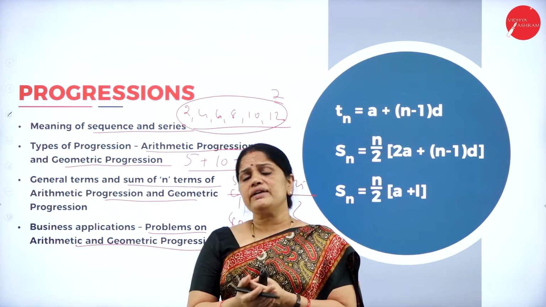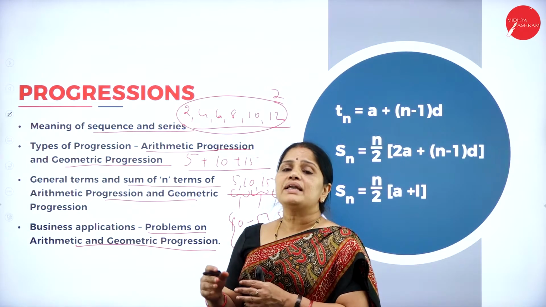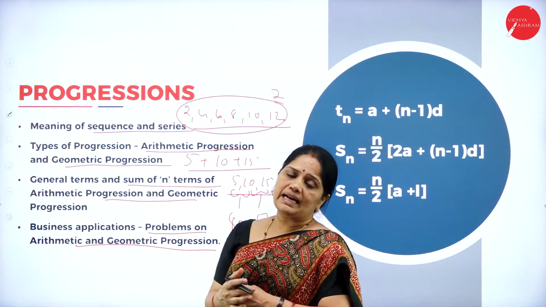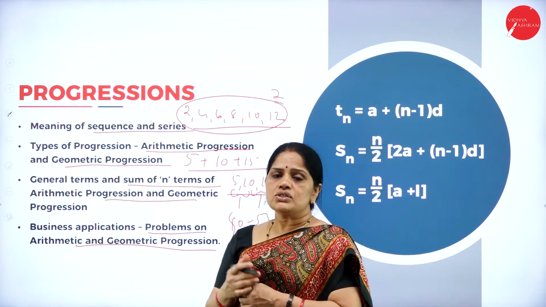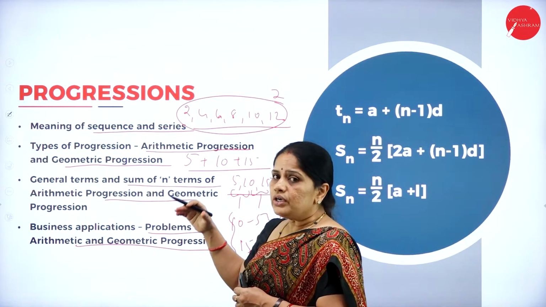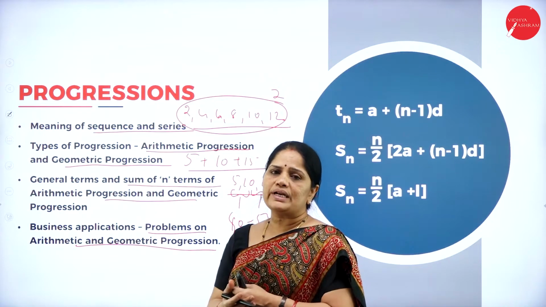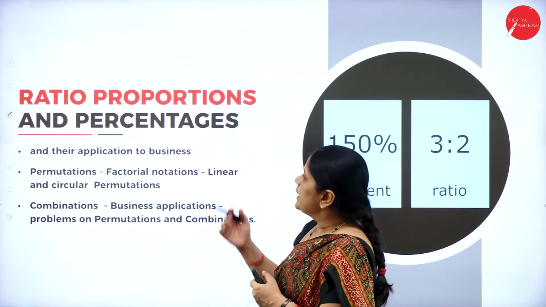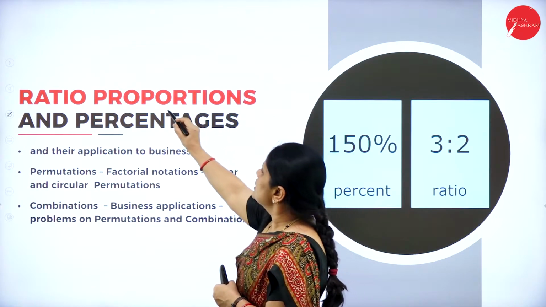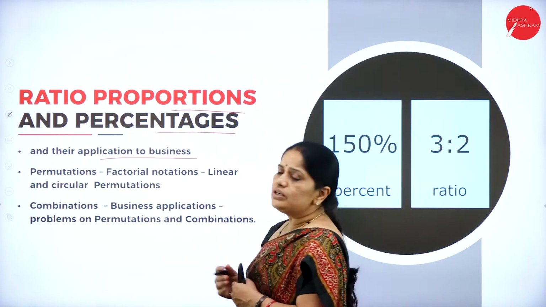Suppose you invest a sum of rupees 100 every year and you increase the money by 100 rupees every year. So what will be the total amount collected at the end of 10 years? This is a problem based on progression. So you will be having all these calculations in this second unit, that is progressions. Then in the third unit, we will be studying about ratios, proportions and percentages, their applications to business.